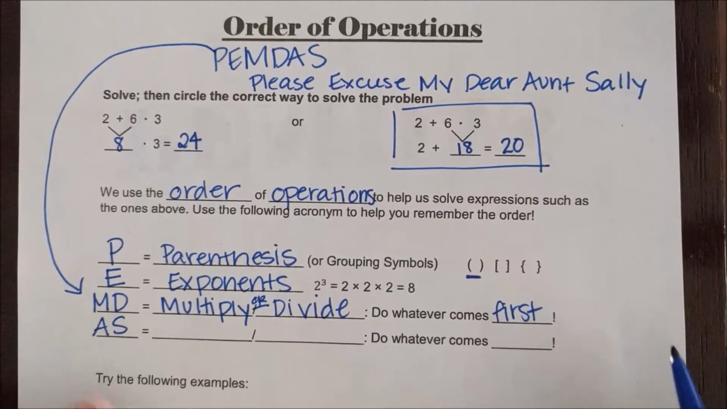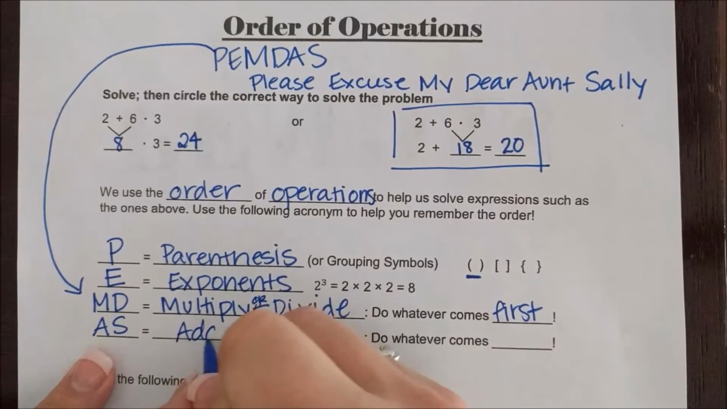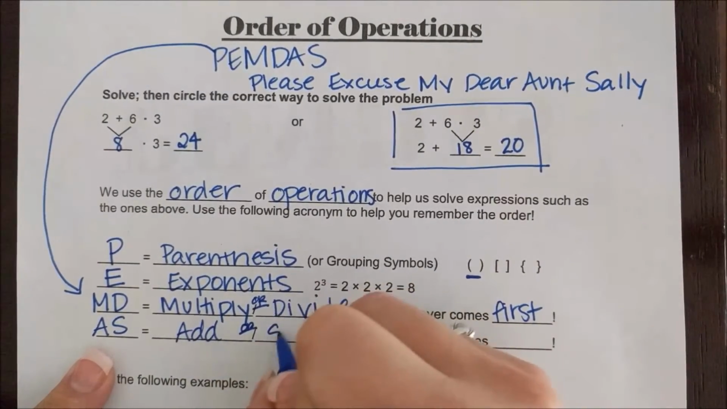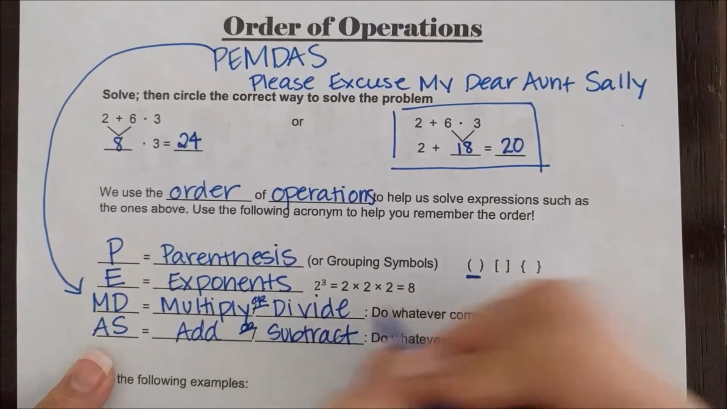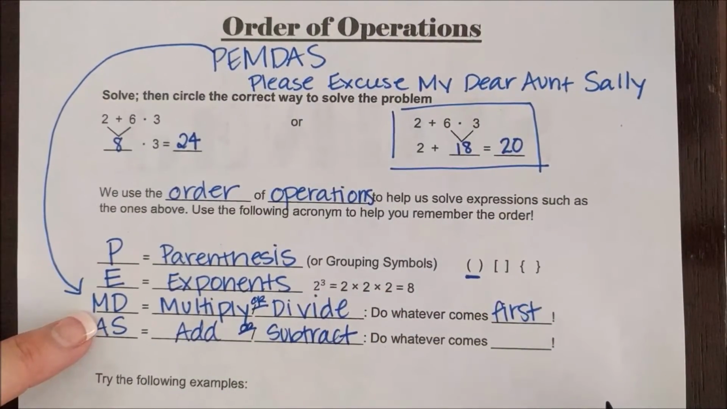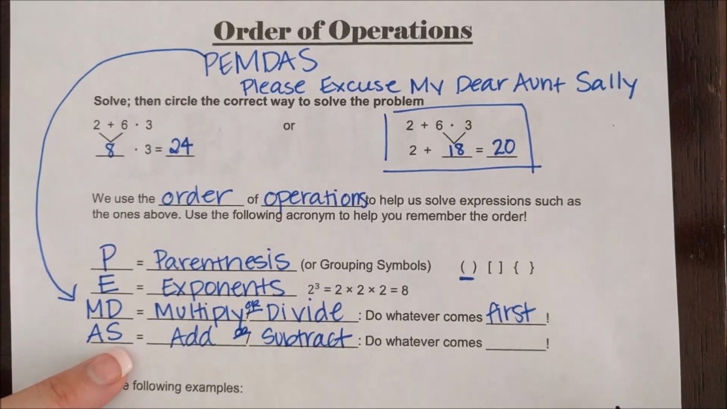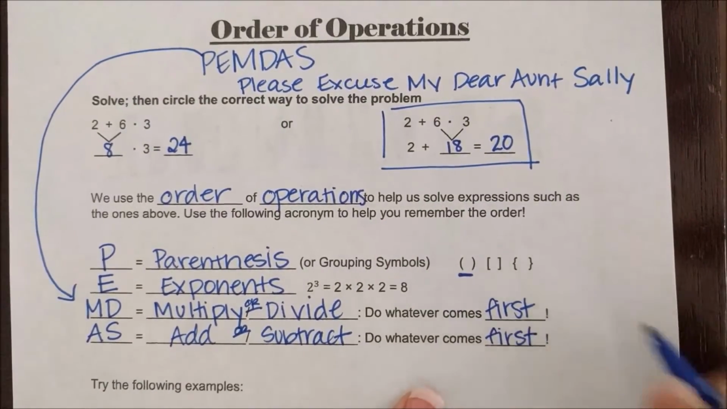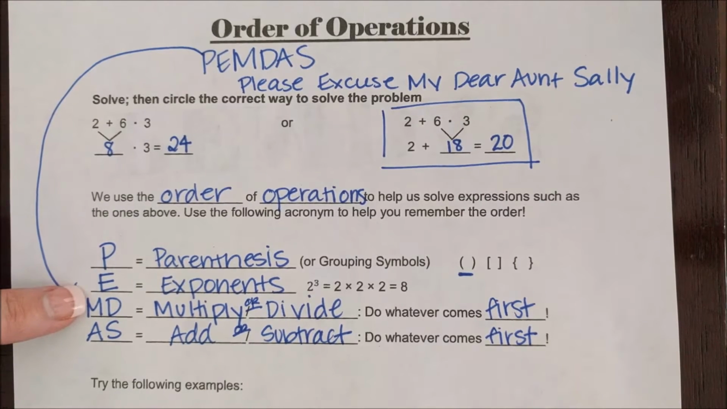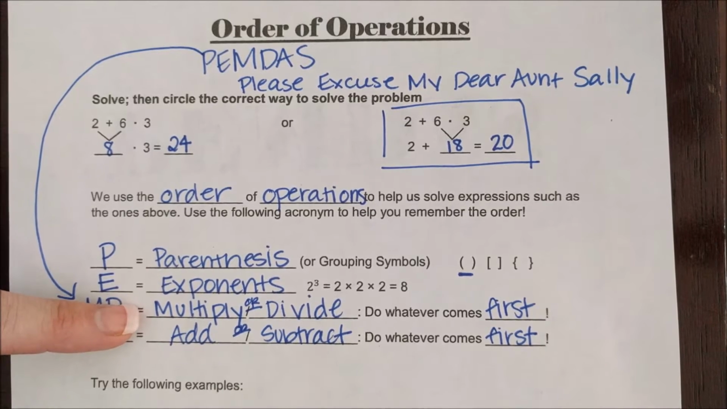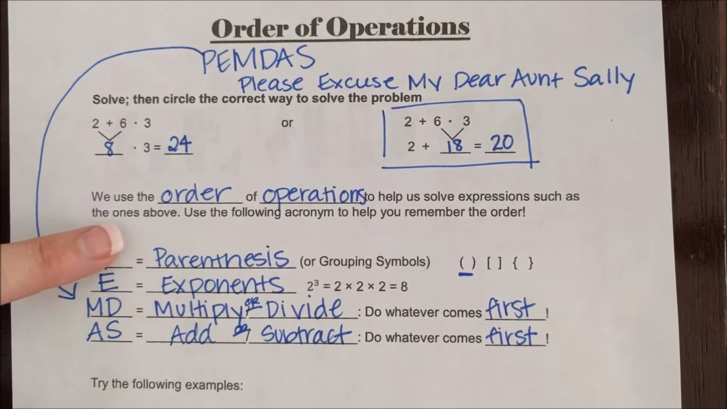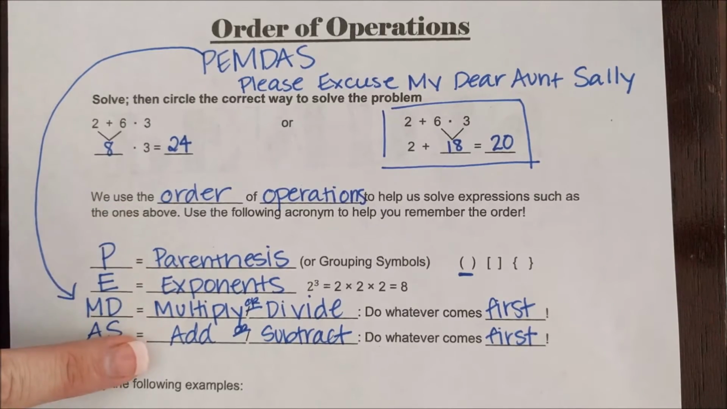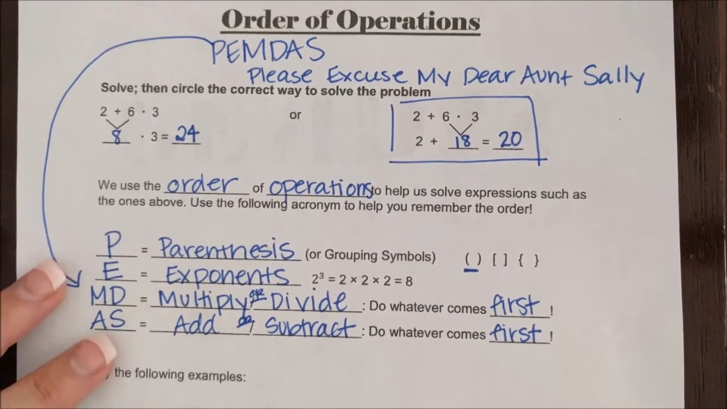And then after we multiply or divide, we are going to add or subtract, okay? Add or subtract. This follows the same rules as multiply and divide. Add or subtract. You don't have to add first and then subtract next. You're just going to do whatever comes first. Okay, so PEMDAS, P-E-M-D-A-S. Parentheses, exponents, multiply or divide, then add or subtract. Okay, these are the steps or the order we're going to follow when we're solving the following examples below.